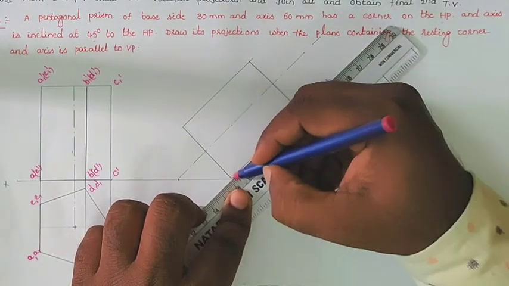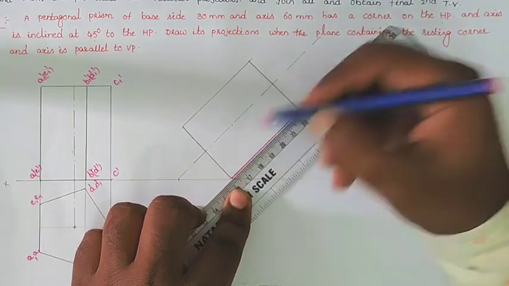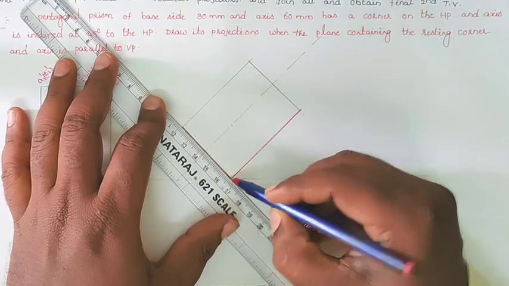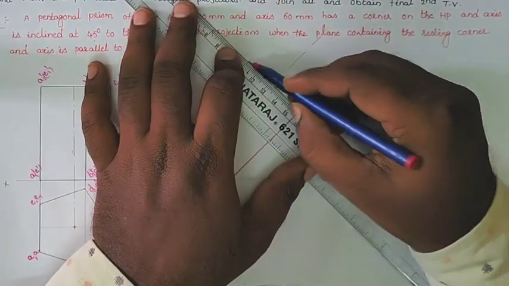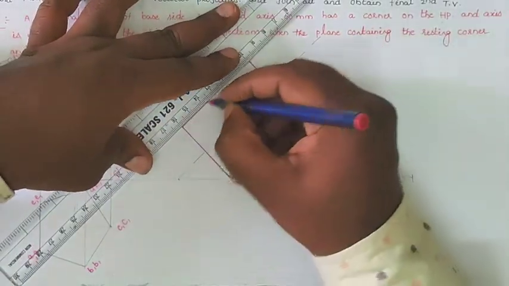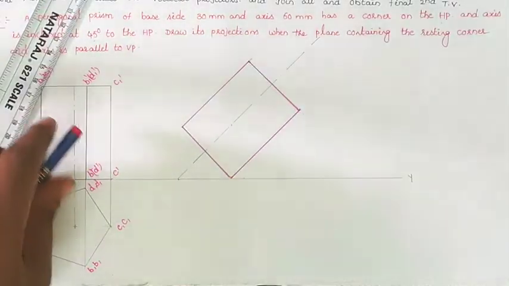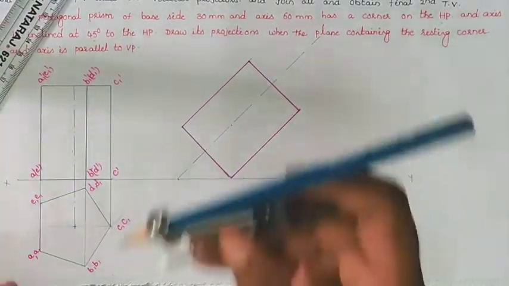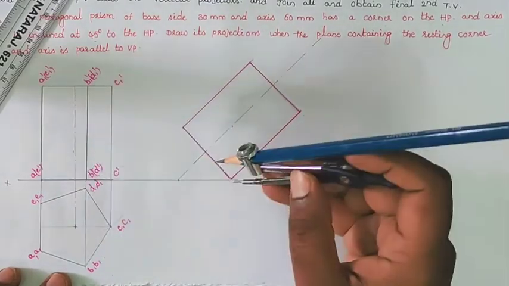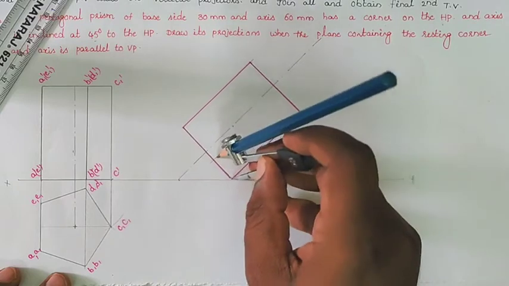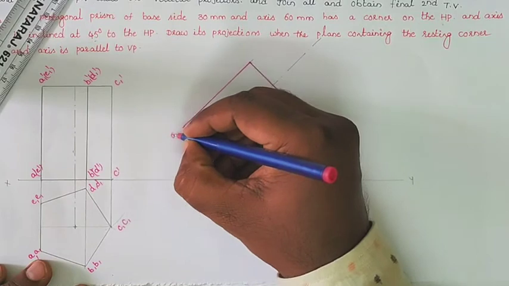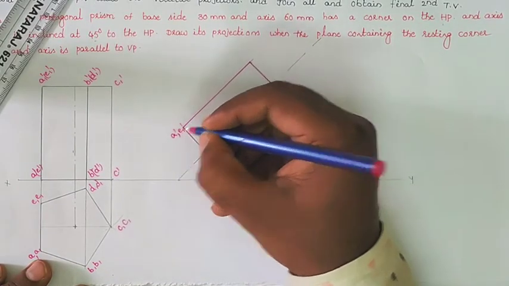Make this front view thick, because these are the final views. So we can make this second front view thick. Now we can measure the distance from point to point A. Measure the distance from C to B in the top view, in the front view. With that distance I am locating C1 dash and B1 dash. So here you will get A1 dash, E1 dash, A dash, E dash.